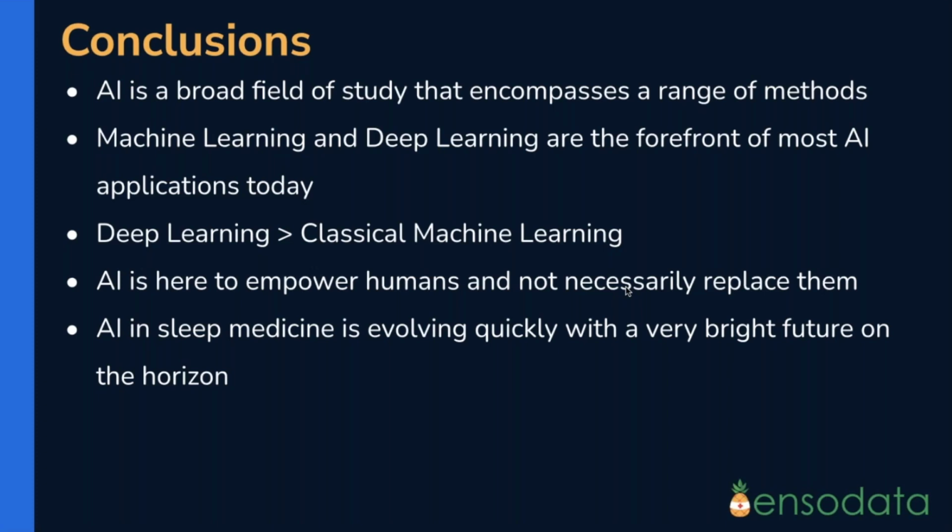And the way I see it, AI is here to empower humans and not necessarily replace them, right? AI is here to help us save time and allow us to grow and focus on the aspects, either in our life or in our profession, that interest us the most, or, for example, in healthcare and sleep medicine, allow physicians to focus more attention on the patients. And then finally, we saw that AI in sleep medicine is evolving very quickly. A lot more applications are being released and published every single year, and it really seems like there's a very, very bright future on the horizon.